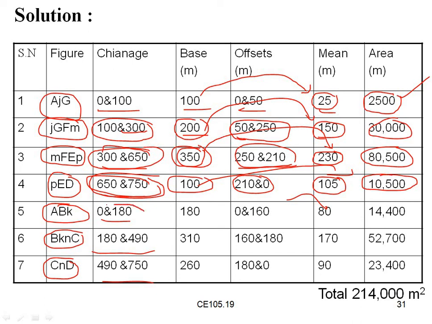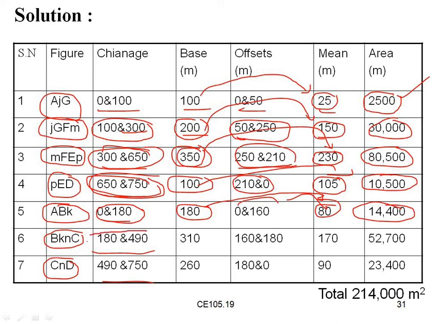Same like that again, 0 and 180. So here the base is 180, 180 minus 0, 180. So this is 0 plus 160, 160 by 2, 80. Again, 180 into 80, we will get 14,400.